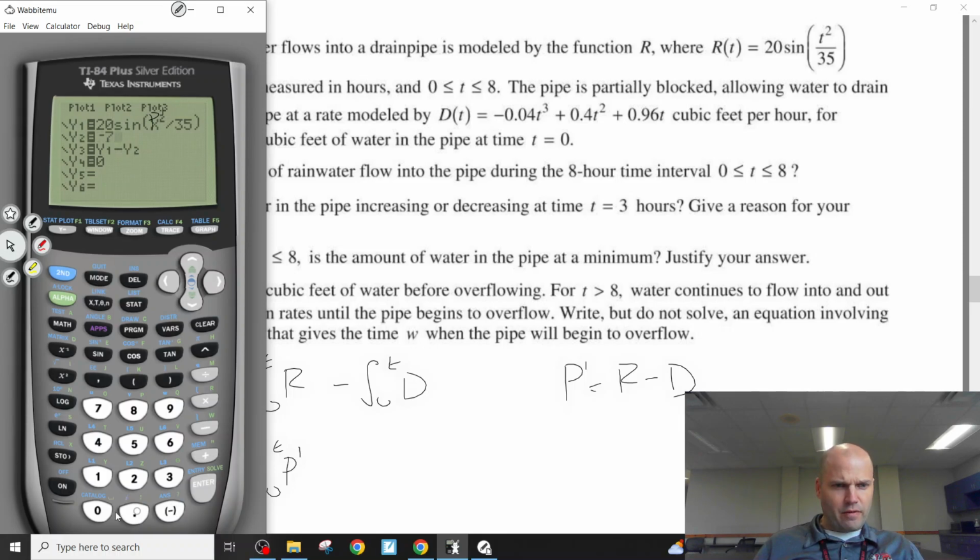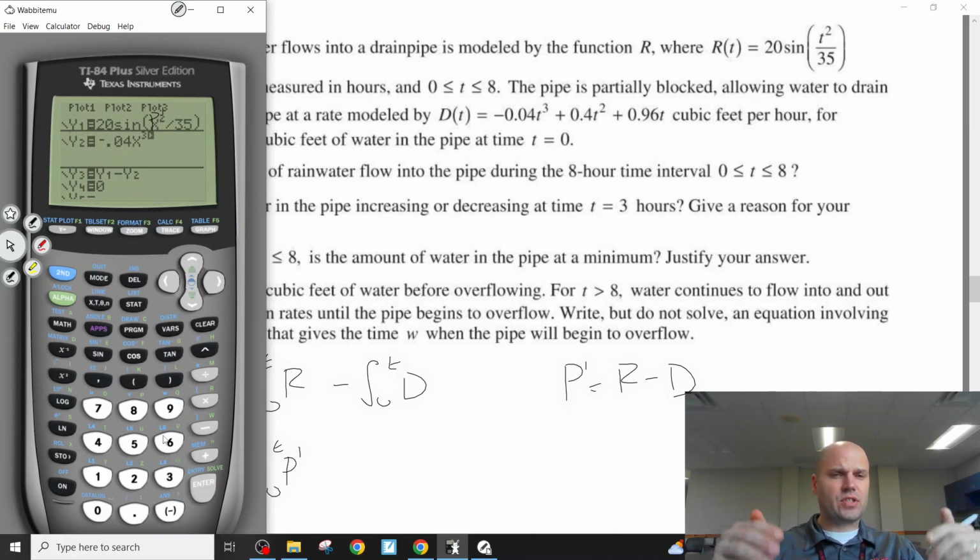In Y2, I'm going to do my rate out. This helps us not have to worry about subtracting using parentheses or rate out. You could do that, rate in minus rate out, just in Y1 if you wanted to, but this actually helps us to get answers a little bit quicker. I'm going to hide these. I don't want them. I want to see just the derivative p prime.